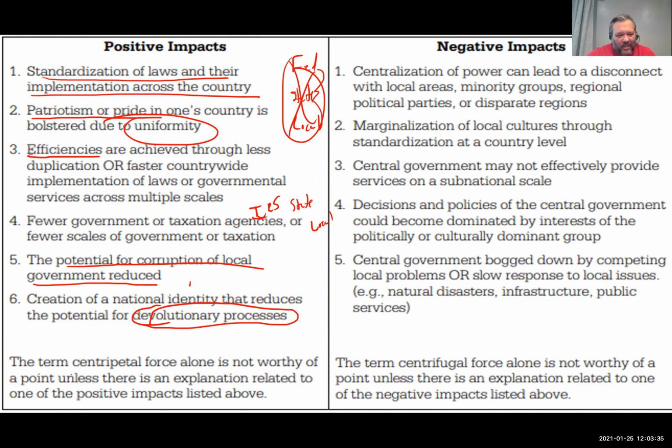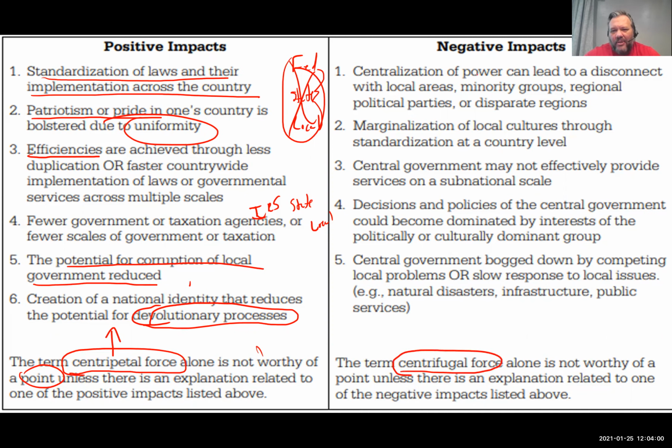All right, and again, all of these are centripetal forces. And note, this says is not worthy of a point. And again, I pulled this from a grading rubric, but these are all centripetal forces. These are all things that will bind a group together. Right. And so then we have negative impacts. And so negative impacts that would pull people apart would be centrifugal force.